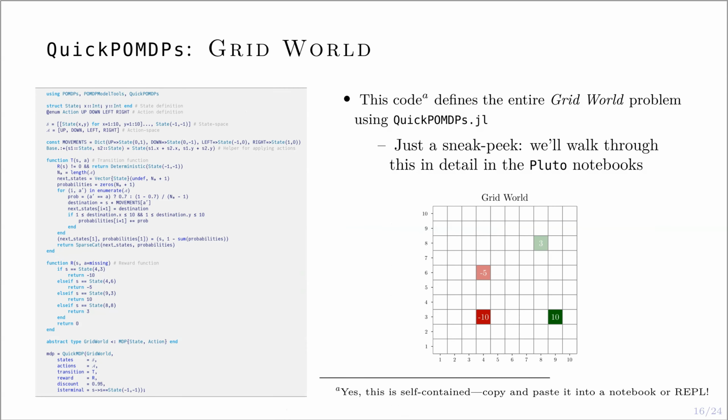And just a quick peek into the code. This code on the left defines the entire grid world problem that I just described using the QuickPOMDPs package. This is just a sneak peek, but we'll walk through this in more detail in the Pluto notebooks. You can copy and paste this into your own notebook or a REPL, and you'll be able to play around with this MDP.